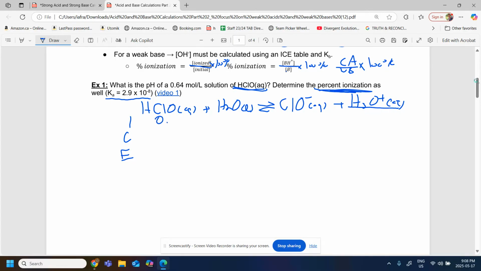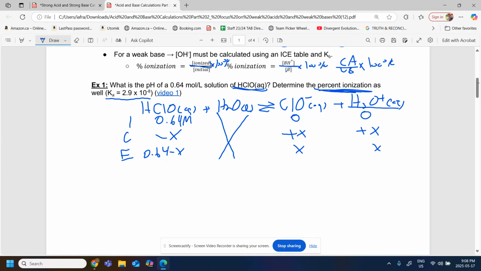We're told that the concentration here is 0.64 molar. We don't need water because it's not going to be in our equilibrium expression. Initially, you'd have 0 this, 0 this. That's minus x. This is plus x. And then this is 0.64 minus x. This is simply x, and this is x.